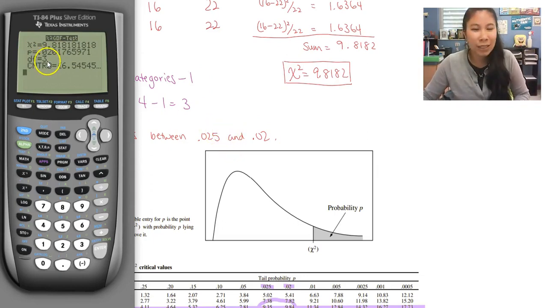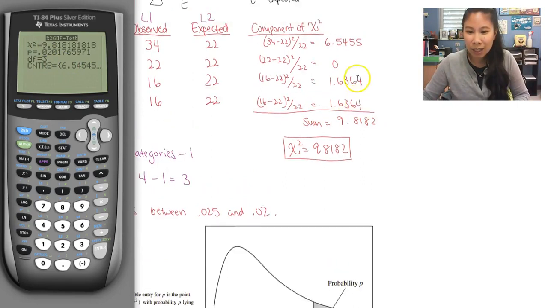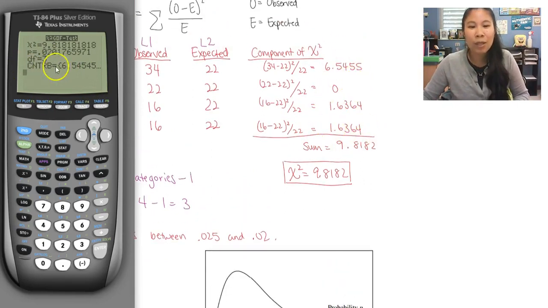Degrees of freedom, they restate it for you. And then here, these are all your components. So that was when we calculated all our components of chi-square earlier. It'll also list that out for you. If you scroll to the right, it'll give you all the components. It's hard to read because we have so many decimals, but it's there.